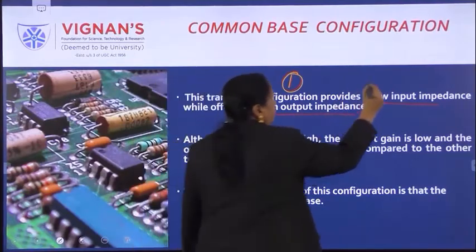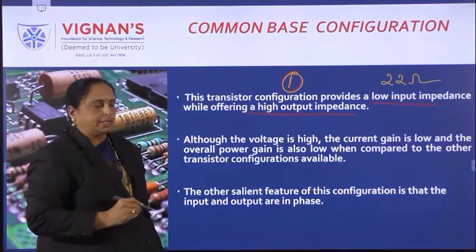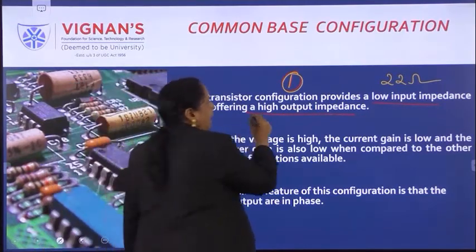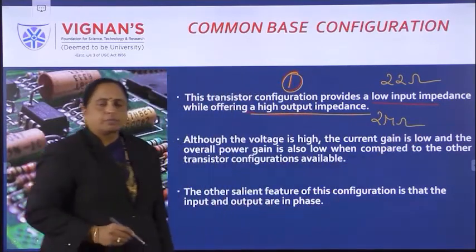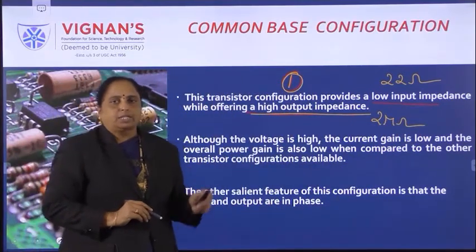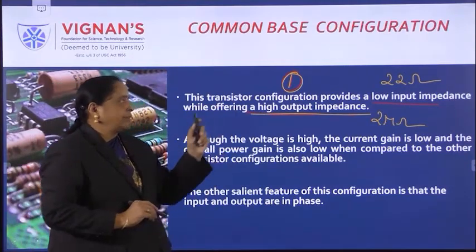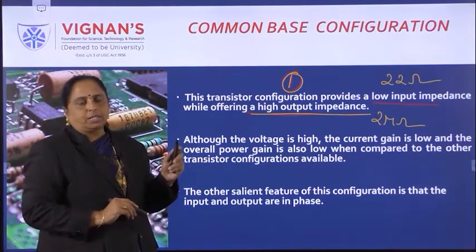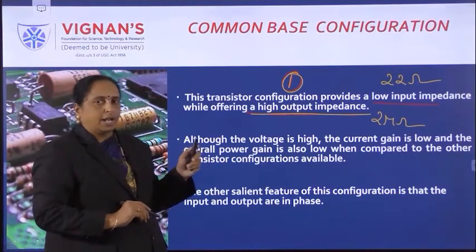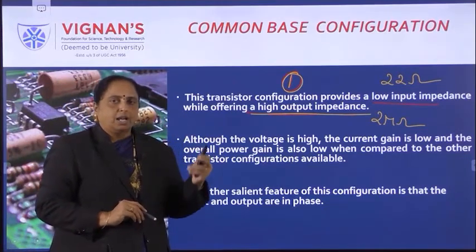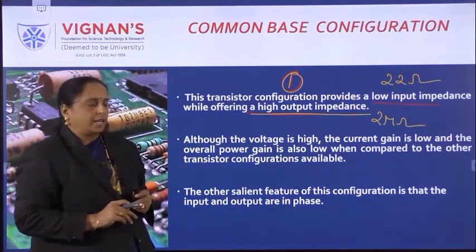Very low means, for example, around 22 ohms. Very, very low input resistance and a very, very high output resistance of around 2 mega ohms. One of the important advantages of common base configuration is it exhibits a very low input impedance and a very high output impedance, which is a basic requirement for amplification. Therefore, common base configuration has the highest voltage gain among all the three configurations because of these resistance characteristics.